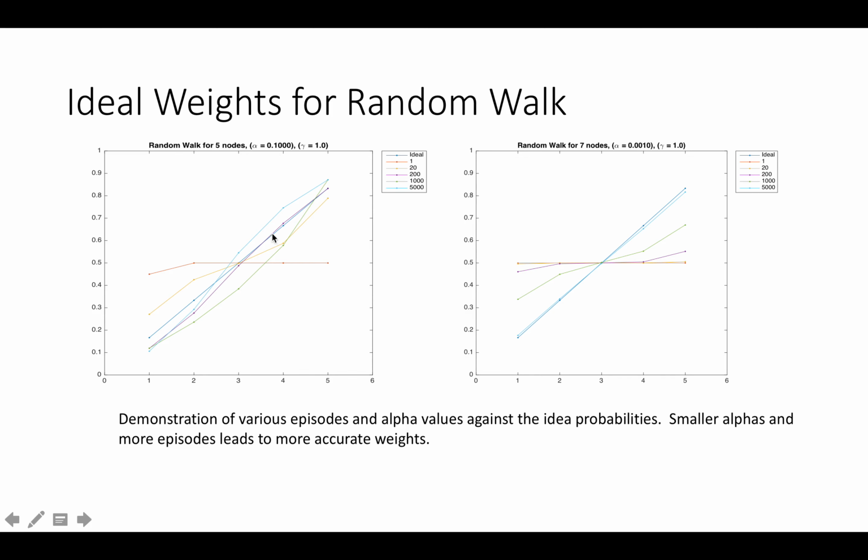As you can see in the run with .1, none of the episodes really hit the ideal value. However, when adjusted down to 100th of a point, 5,000 episodes actually achieves pretty darn close to the ideal state.